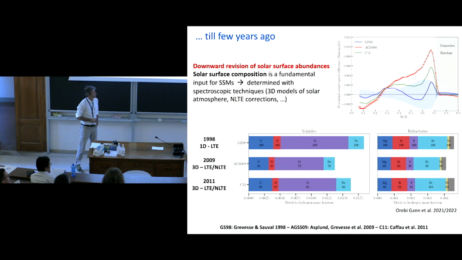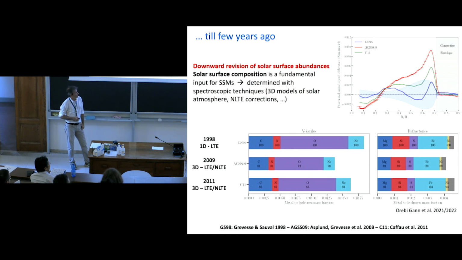Now, the situation changed a few years ago as a result of a reanalysis of the surface composition of the sun. As I explained before, the solar surface composition is a fundamental input for a standard solar model calculation. The abundance of heavy elements at the surface of the sun is determined with spectroscopic techniques which require the construction of models of essentially the external layers of the atmosphere of the sun, which are rather complicated.